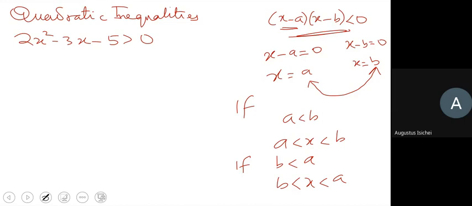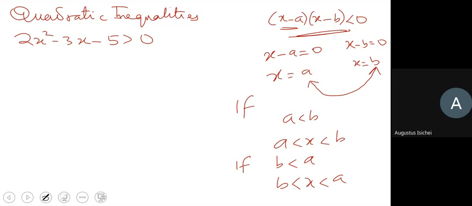But whenever it is a less than sign or less than or equal to, when you factorize the expression, you have your factors less than 0. Set each expression in the bracket to 0 and compare the answers. If a is less than b, then a less than x less than b is your answer. But if b is less than a, then b less than x less than a is your answer. Now, this is for the less than sign.